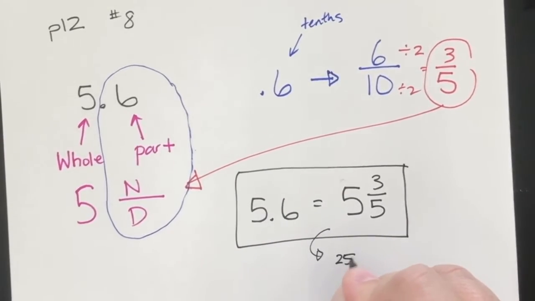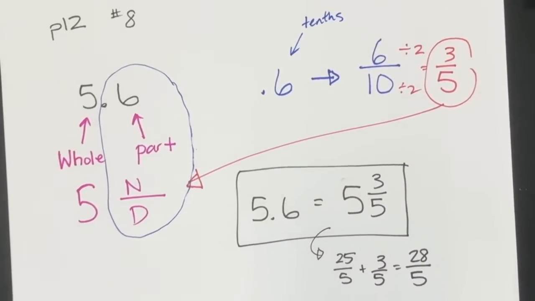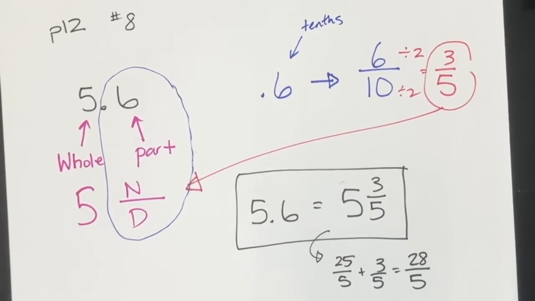If you were asked to leave that as an improper fraction, 5 as a whole is 25/5. So you could add that to the 3/5 to get 28/5.